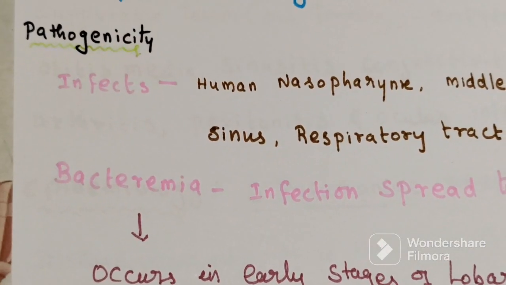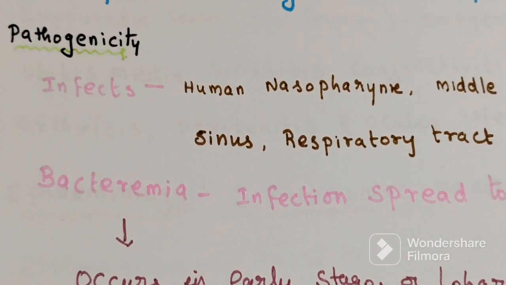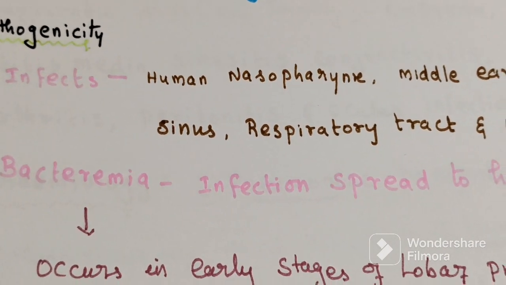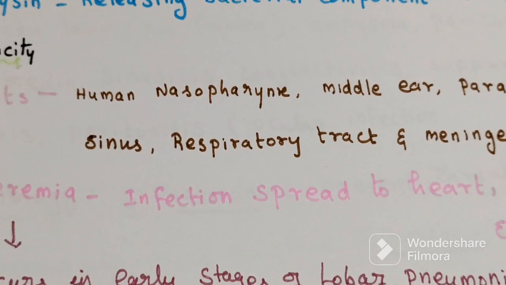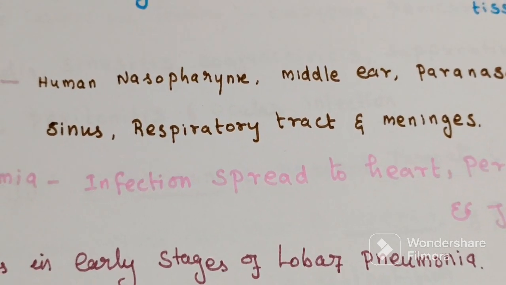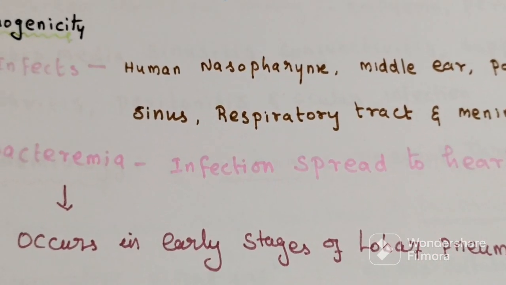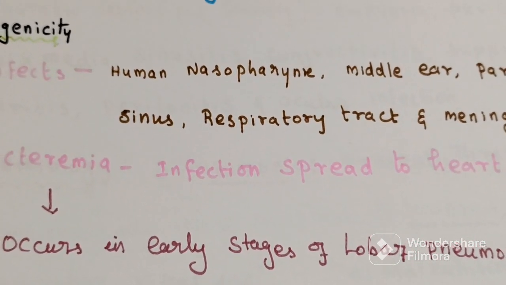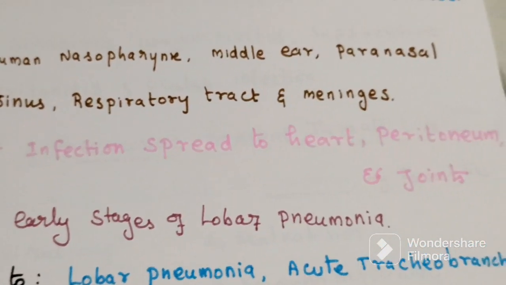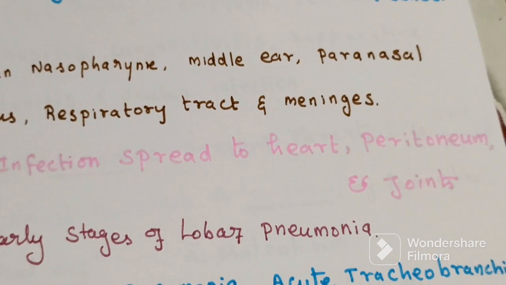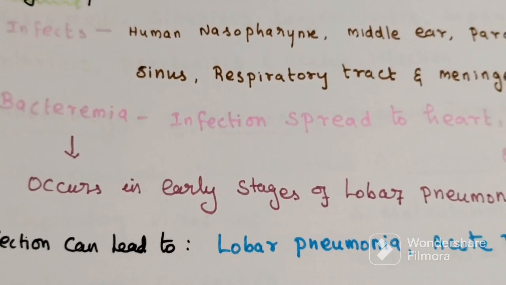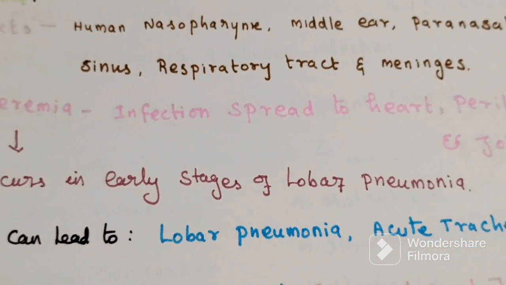Next one is pathogenicity. Streptococcus pneumoniae can infect the human nasopharynx, middle ears, paranasal sinus, respiratory tract and meninges. It also causes bacteremia through which infection spreads to the heart, peritoneum and joints. This bacteremia occurs in the early stage of lobar pneumonia.